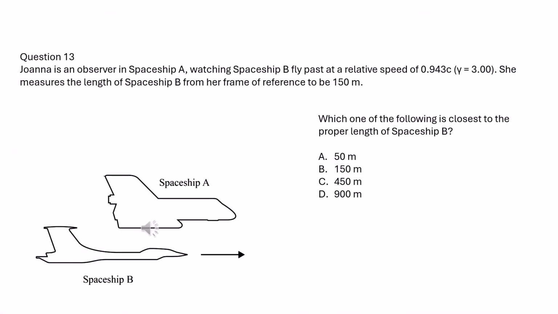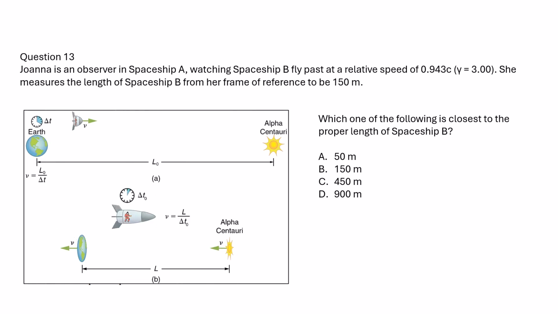When Spaceship B passed by Spaceship A, Joanna in Spaceship A measured its length. This measured length is the contracted length of Spaceship B because Joanna is not in the same inertial reference frame. We can calculate the proper length of Spaceship B using the equation that relates the proper length to the contracted length.